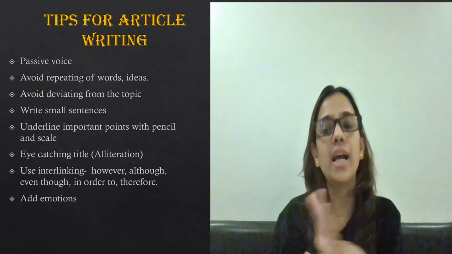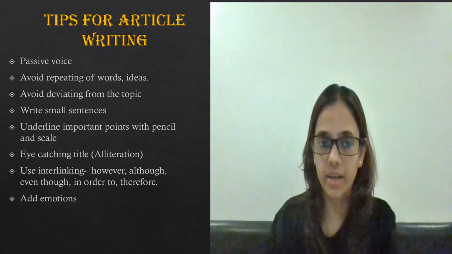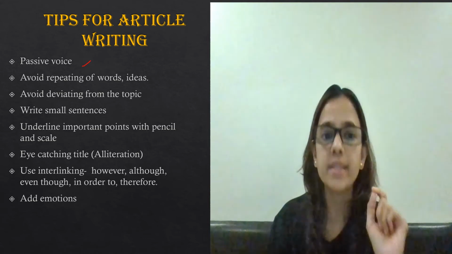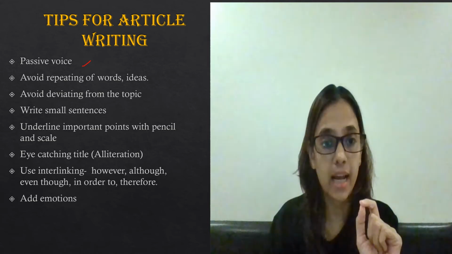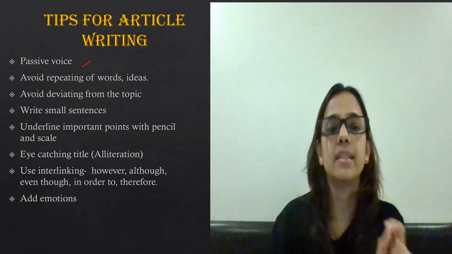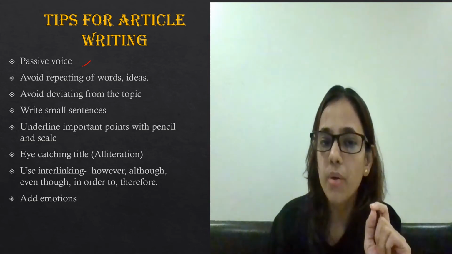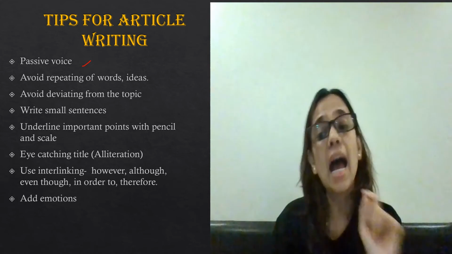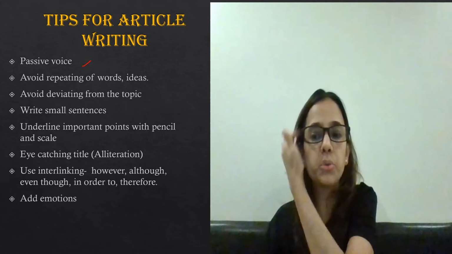Okay, before that, let's understand the tips for article writing. Make sure you're writing in a passive voice. Avoid repeating words and ideas. Avoid deviating from the topic. Write small sentences. Underline important points with pencil and scale. Use an eye-catching title; you can use alliteration.